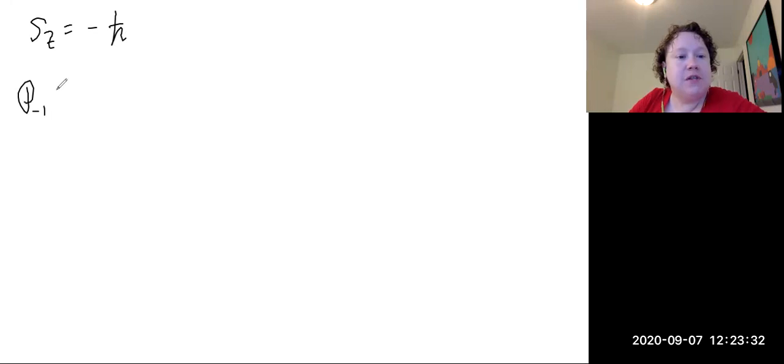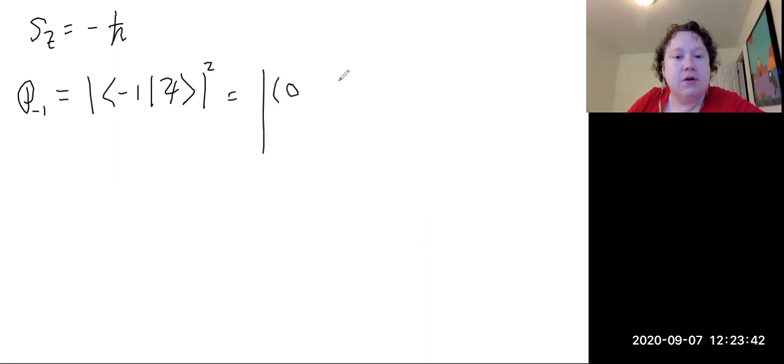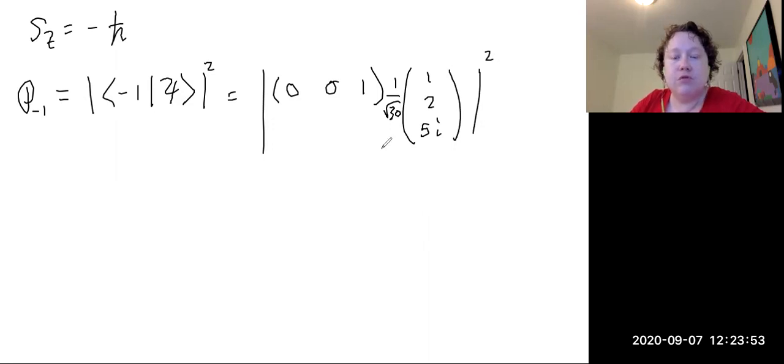All right, let's do our last one, which is Sz. It could possibly also be minus h bar. So the probability of measuring this result is, of course, going to be the -1 bra times the psi ket. And this is 0, 0, 1, so 1 over the square root of 30 times 1, 2, 5i. Of course, only the third term makes it through. So this becomes 5i times 1 over the square root of 30.